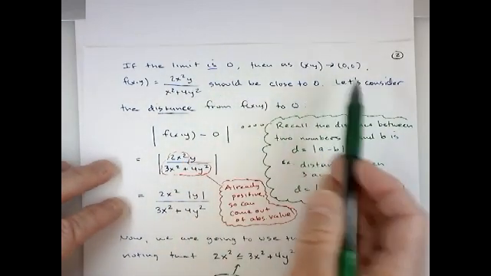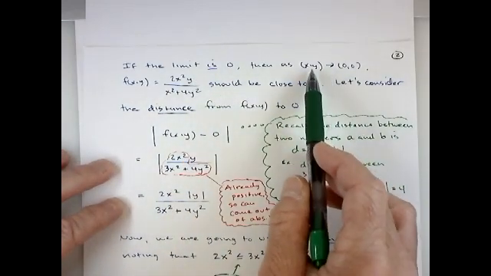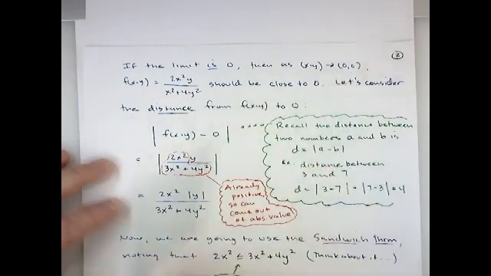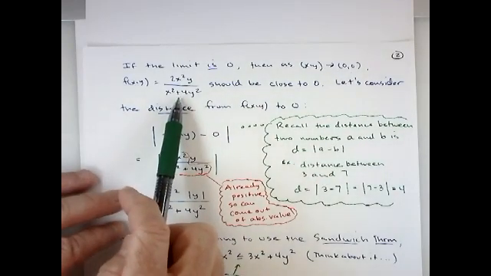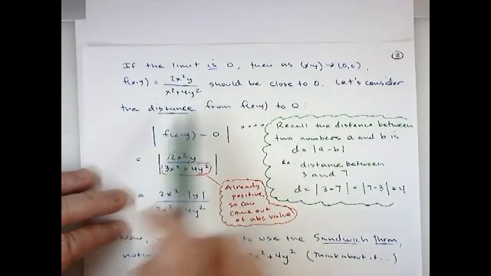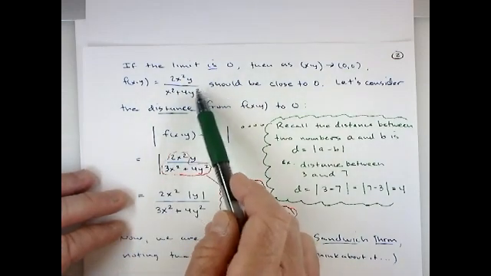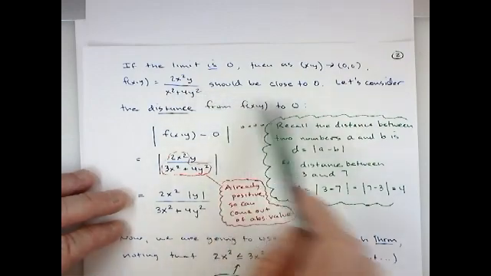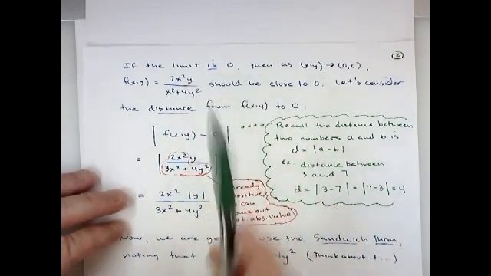If the limit is 0, then as (x, y) approaches (0, 0), my function value should be getting close to 0, right? So let's consider the distance of our function from 0. If it's getting closer to 0, we can look at that distance.